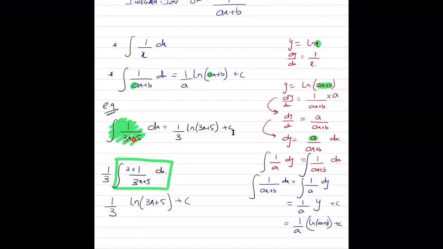The differentiation of 3x plus 5 is 3, which is not present in the numerator. So I want the differentiation of the denominator in the numerator. So I multiplied by 3. If I'm multiplying the numerator with a scalar quantity, outside the integral sign I have to divide it as well. So I put 1 upon 3 outside. Whenever you have the differentiation of the denominator present in the numerator and you are being asked to integrate such functions, the integration is just going to be ln of the denominator. So this comes out to be ln 3x plus 5.